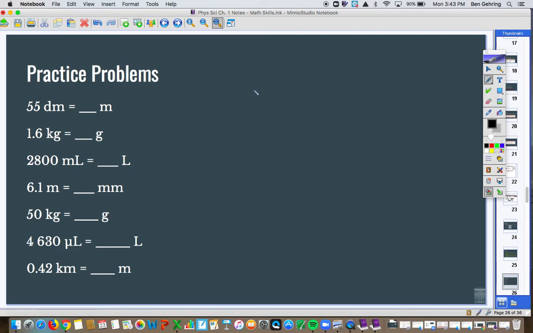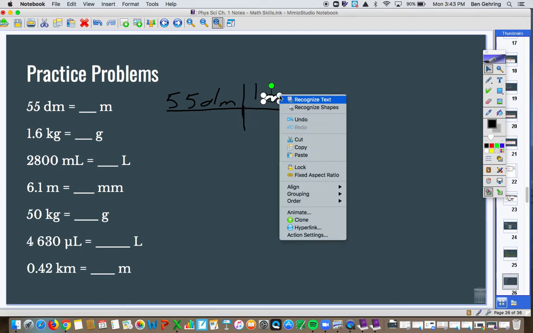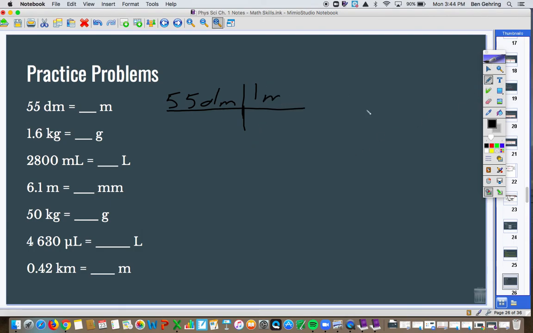So on the first one, DM, I'll do the first one with you. We're going from decimeters. A single D is deci. So I have 55 decimeters, and I am going to meters. So because I'm going to meters, I need to put 1 meter on top here.